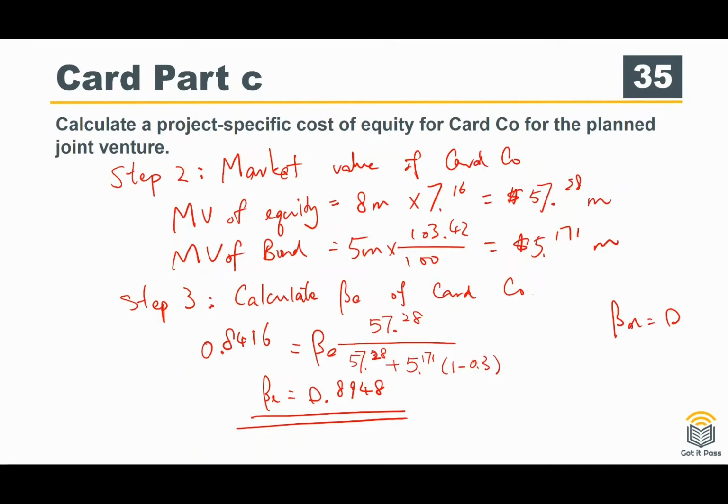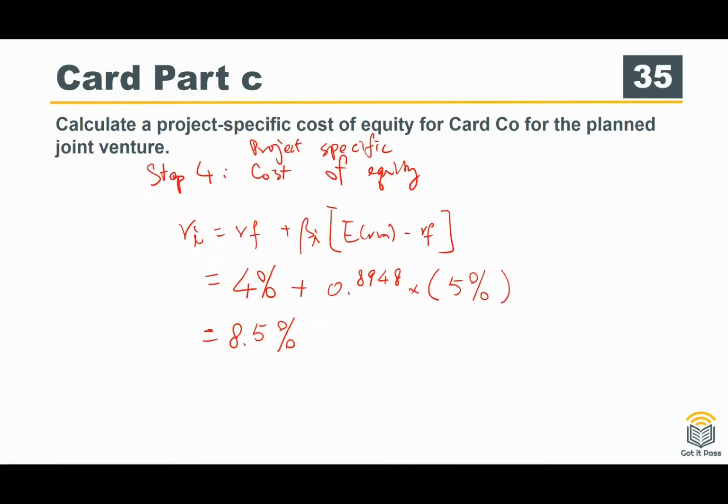Next step, you have to work out your target company. Here is the cost company, the market value of equity and the market value of bond. Once you get it right, then you go into the third step, which is to calculate the equity beta of cost company by applying this formula. Again, once your equity beta is done, you can go into the last step to find out the project-specific cost of equity by applying the capital asset pricing model. Okay, and so here 8.5% is our final answer.